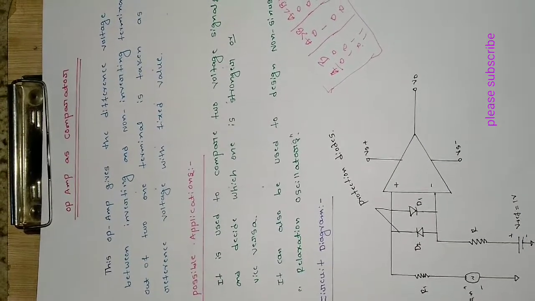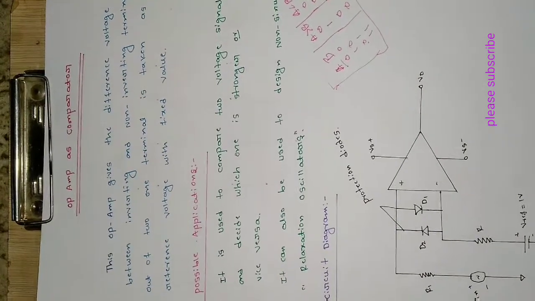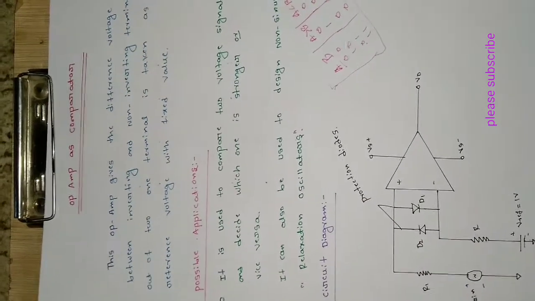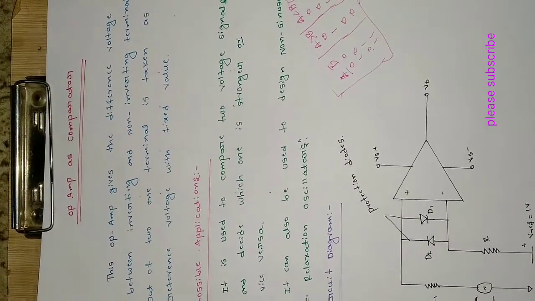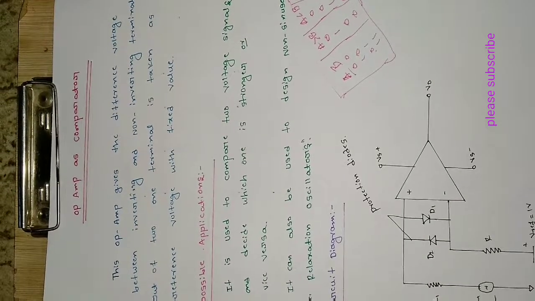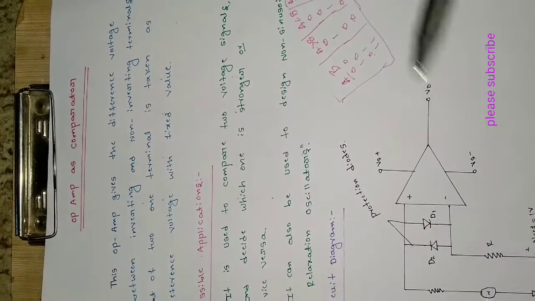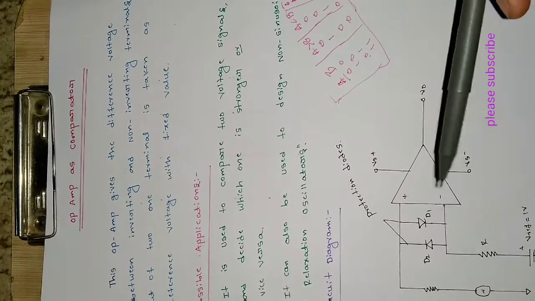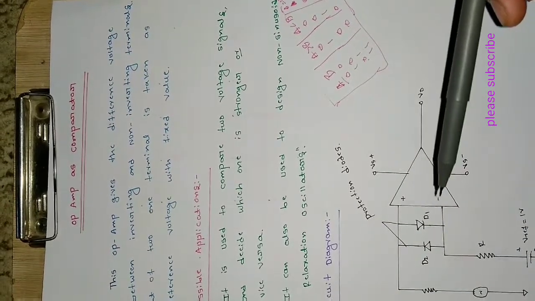So I just showed you how a comparator works and what the basic meaning of a comparator is. Okay, so forget this. Now this op-amp gives the difference voltage between the inverting and non-inverting terminals. Out of the two, one terminal is taken as a reference voltage with a fixed value. So what it will do is take the difference voltage between the inverting and non-inverting terminal and give that as the output.